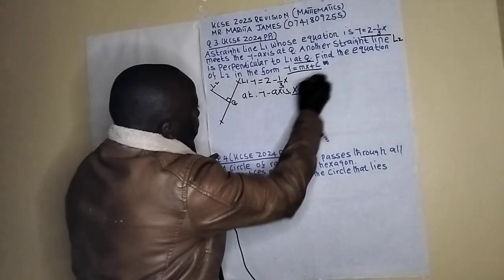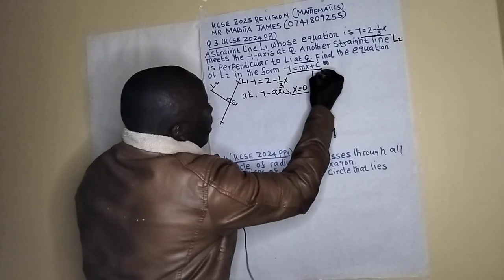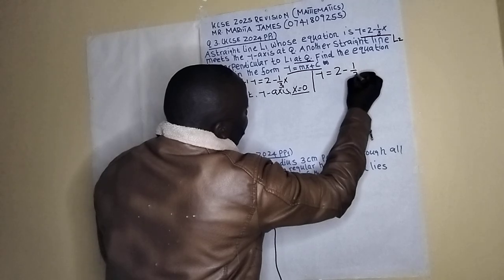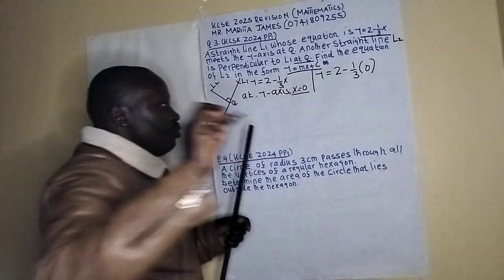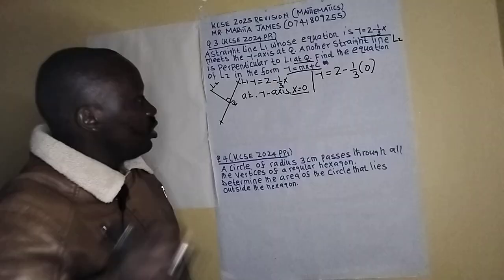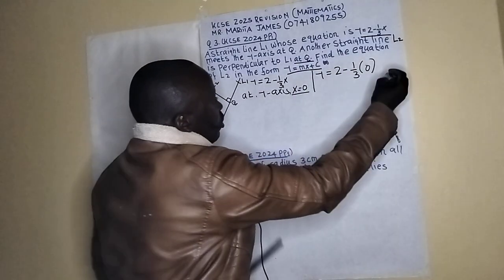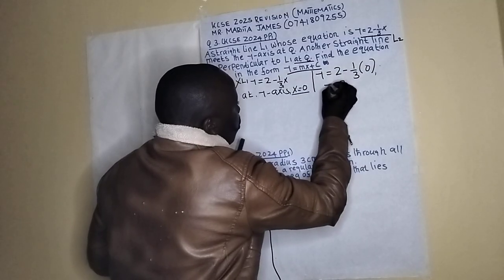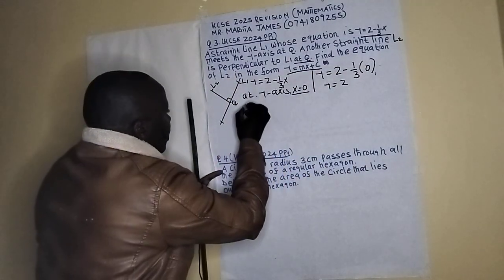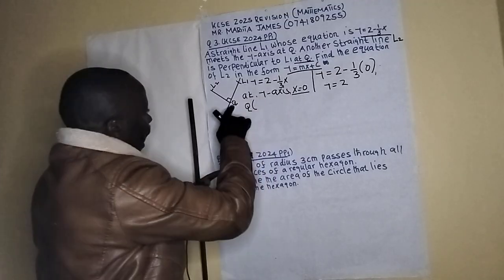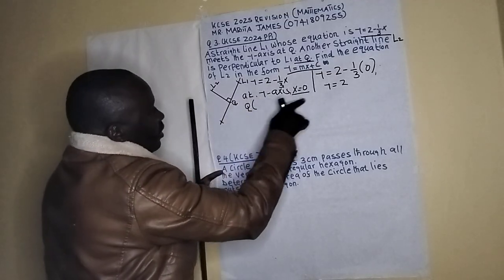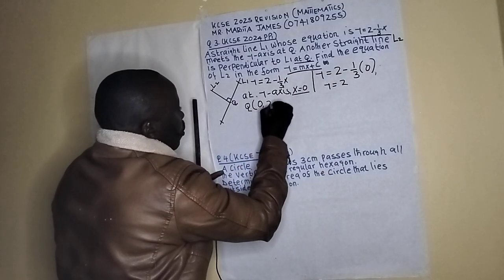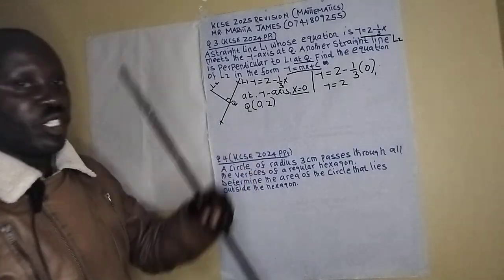If x is equals to 0, it means the value of y is equals to 2 minus 1 over 3 into 0. Why into 0? Because the value of x at that point is equals to 0, and 1 over 3 times 0 is equals to 0. It means now the value of y is equivalent to 2. Meaning that the coordinates of point Q at the y-axis, x is equals to 0, and y is equals to 2. These are the coordinates of this point Q.